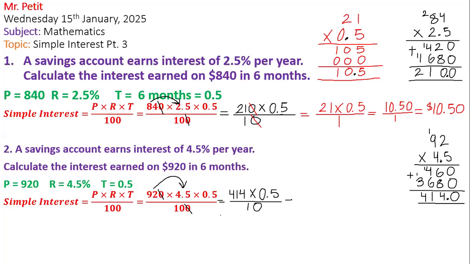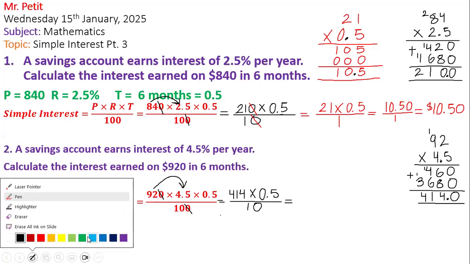Next, we have to take 414 and multiply by 0.5. So basically, we have to find half of 414. Y'all multiply it. 207.